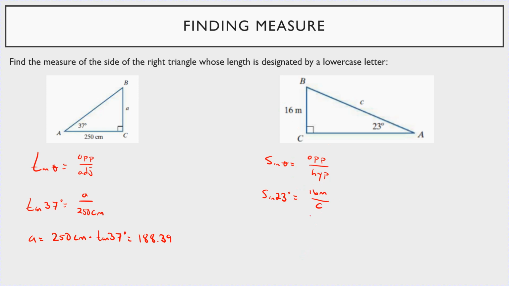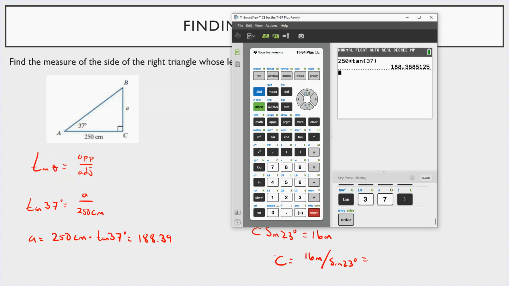So look, cross multiply here to solve. So c times sine of 23 degrees is equal to 16 meters. Then divide by sine of 23. And let's see what we get. So I'm going to take 16 divided by sine of 23 because I'm in degrees. And look, it's going to be roughly 40.95 meters.